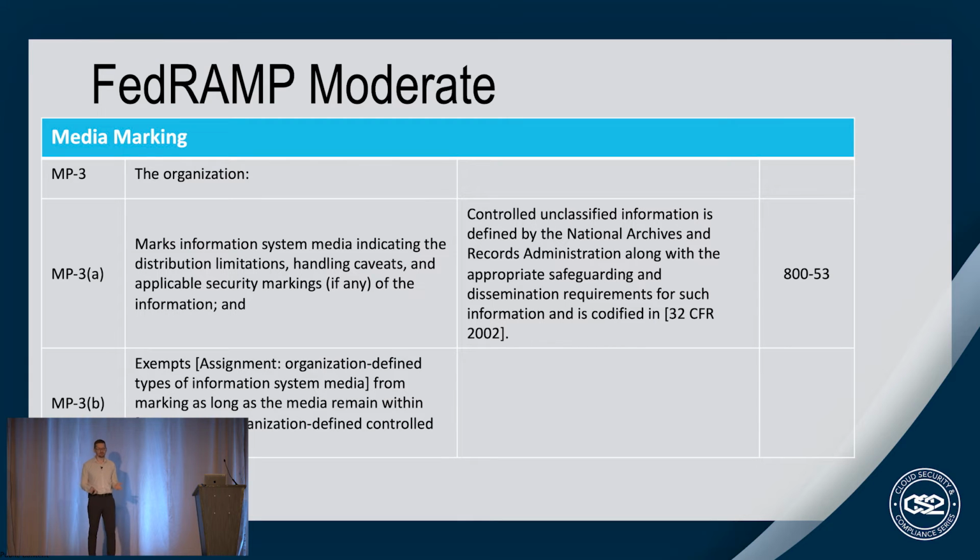A lot of people don't realize 853 is very CUI aware. Like, it's not over there and then CUI is over here. Do Control F for controlled unclassified or for CUI as just a keyword in 853 and have your mind blown. So again, all your markings have to be driven by 32 CFR 2002 and NARA guidance. Great, I get it, fine. What about for Part B? I'm allowed to exempt types of information system media from marking as long as it remains within a controlled environment.